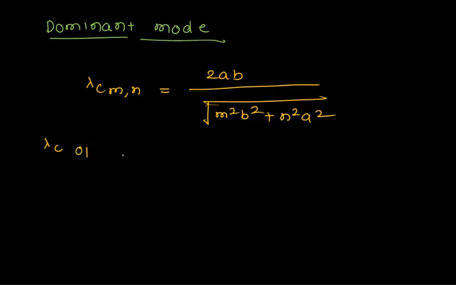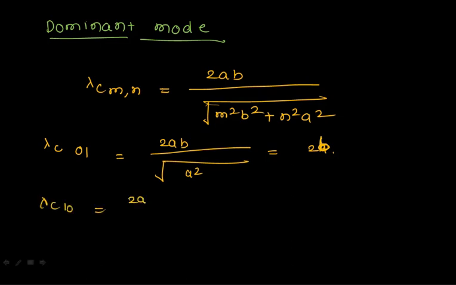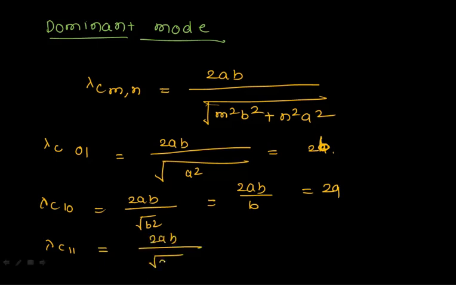So for 01, this becomes twice ab. Your m is equal to 0, that's why it does not contribute, so you'll have a square. So this value will be 2b. What about lambda c10? This will be twice ab. Your m does exist and n does not exist, so this will be square root of b square. So 2ab divided by b will be 2a. And for lambda c11, that is the TE11 mode, what will it become? Twice ab divided by the square root of a square plus b square.